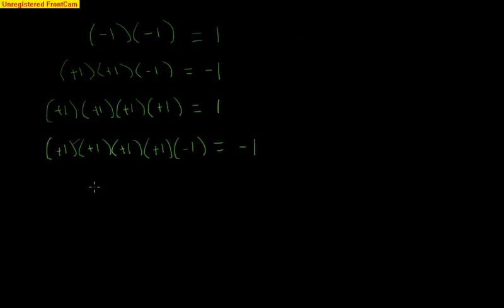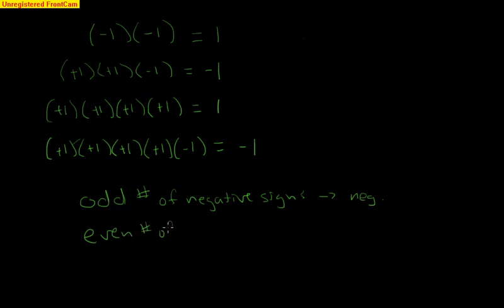So basically when you're multiplying, if you had an odd number of negative signs, then your product is going to be a negative. And if you have an even number, it makes sense that they're all going to pair up. If you have an even number of negative signs, your answer is going to be positive.